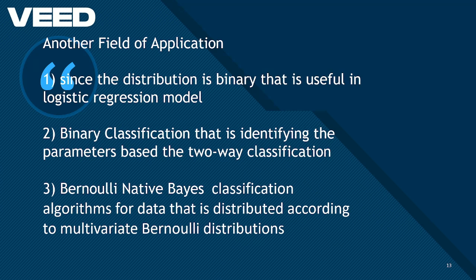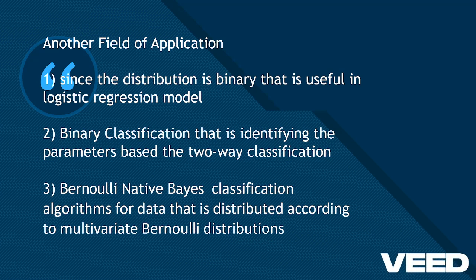It is also used in the Bernoulli naive Bayes classification algorithm for data that is distributed according to the multivariate Bernoulli distribution. For example, we can find the prior distribution of the data with the help of the Bernoulli distribution. Like if the posterior distribution is following the normal distribution, then with the help of the Bernoulli distribution we can also find out the prior distribution of the data.